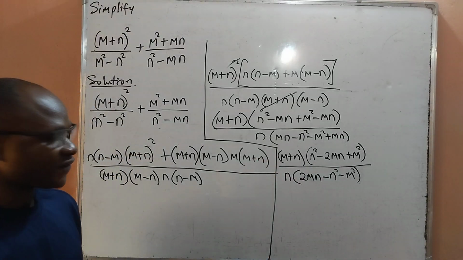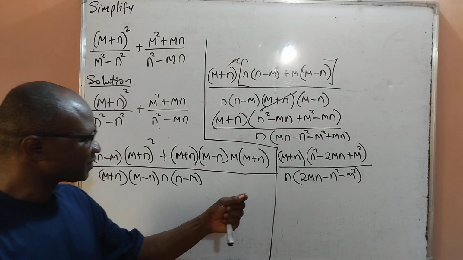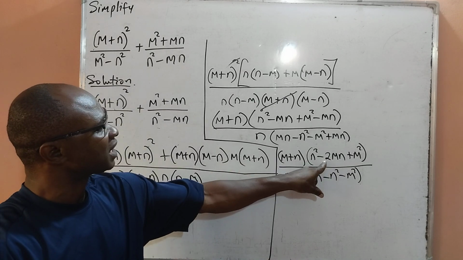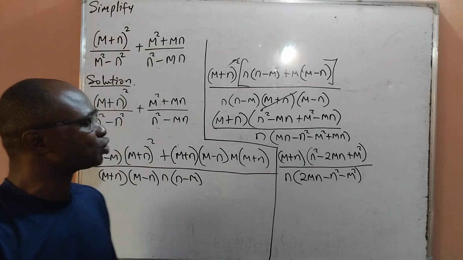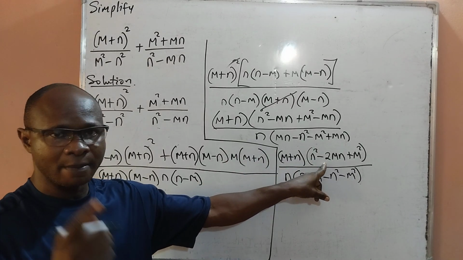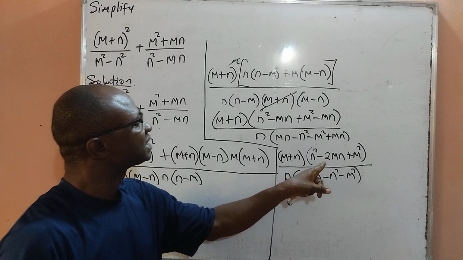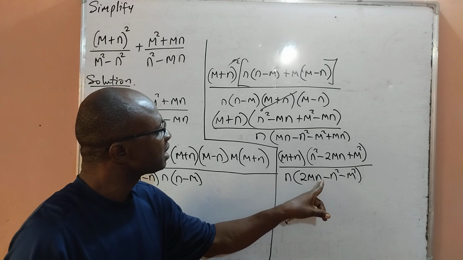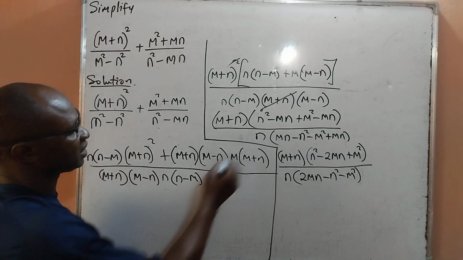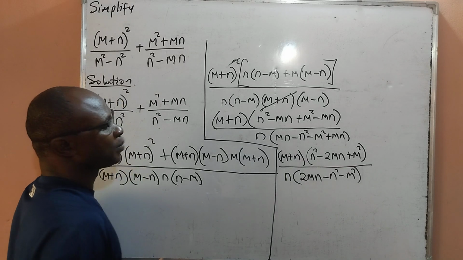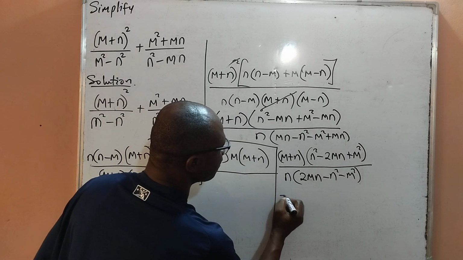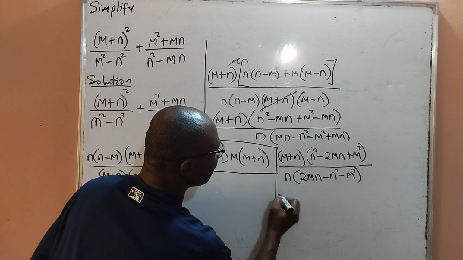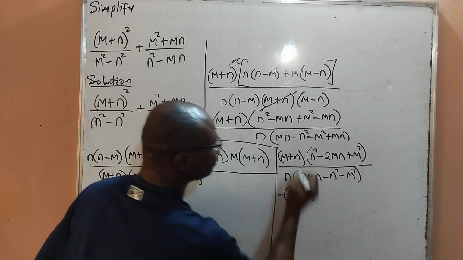Now, if you look at it very well, you will agree with me that I have similar expressions both at the numerator and at the denominator. So what I need to do is to multiply the numerator by negative 1, so that the second bracket will be exactly the same expression as the bracket at the denominator. What does that mean? Let us take it. Multiplying the numerator by negative 1, I will have minus into (m plus n).